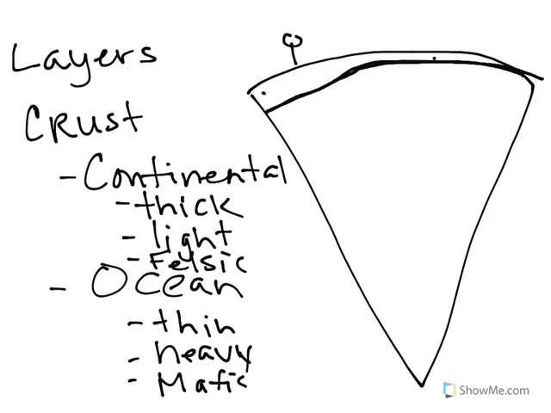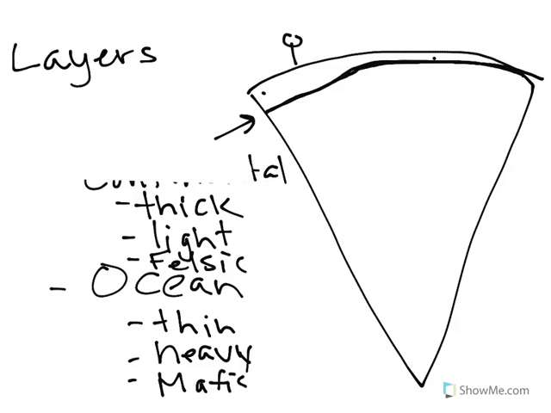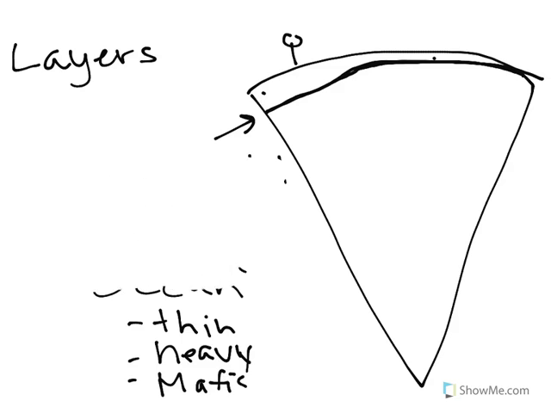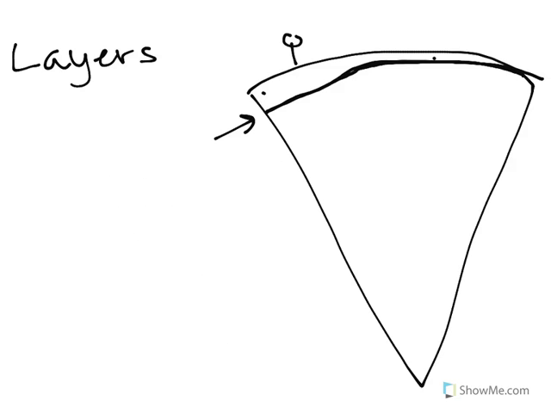Now, this dividing line right there, between our crust and our next lower level, which is going to be our mantle, we're going to call that the Moho. So let's talk about the Moho for a minute. Let me erase this good stuff here. In your book it's defined as the Mohorovičić discontinuity. We call it the Moho for short.